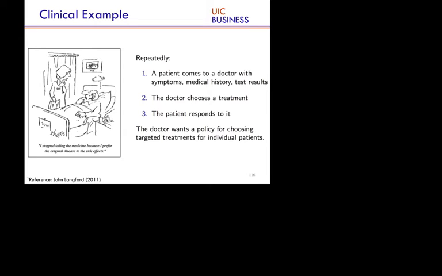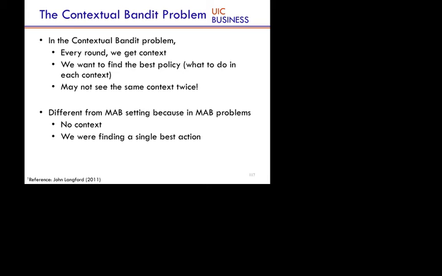This is reminiscent of classification problems. Given a feature vector, I want to say, okay, take this treatment. It's reminiscent of that, but it's an online setting in a sense. I'll have an interaction, I'll get a feedback, and I want to improve on the next interaction. So what's the setting? Every round we get a context. We want to find the best policy, in the sense of what do we do in that context, and we may not even see each context twice. So it's different from MAB, because there is no context in the MAB setting, and we were trying to find a single best action.